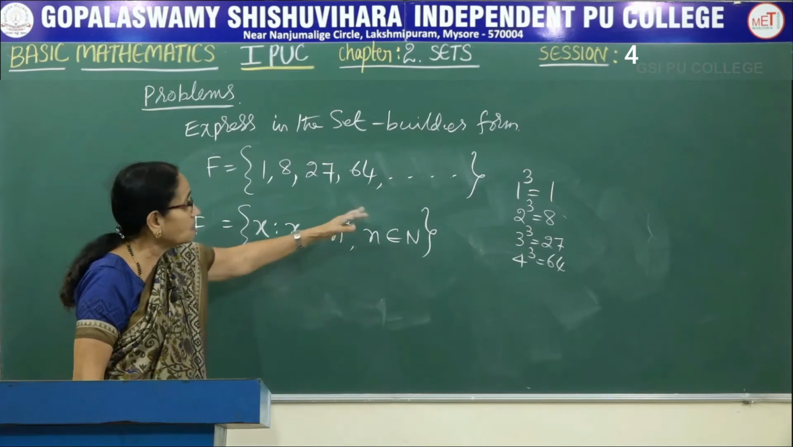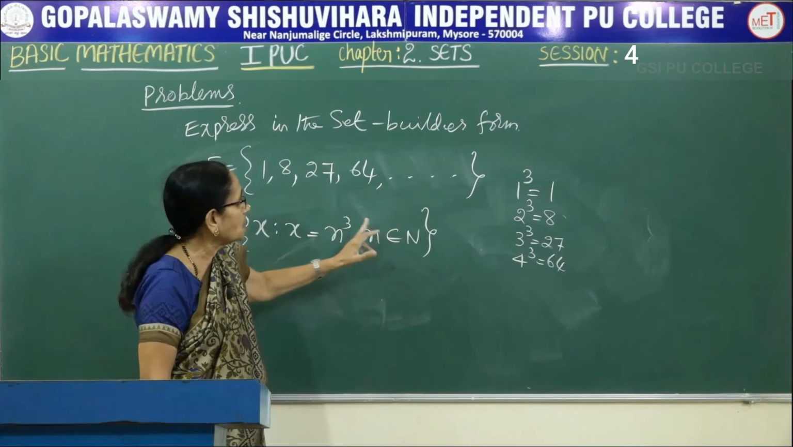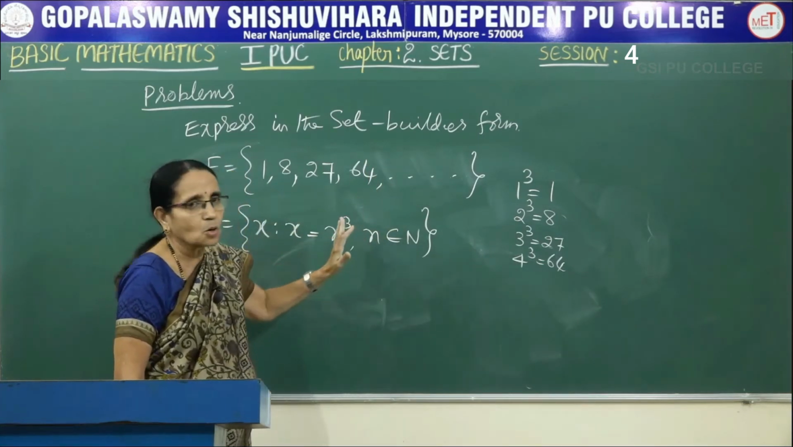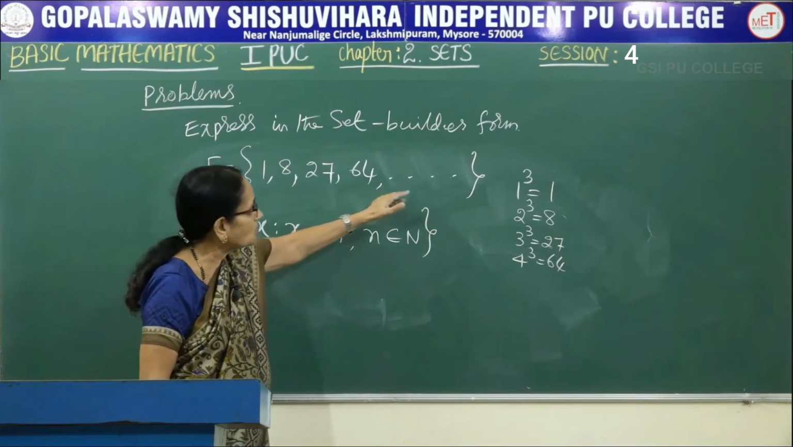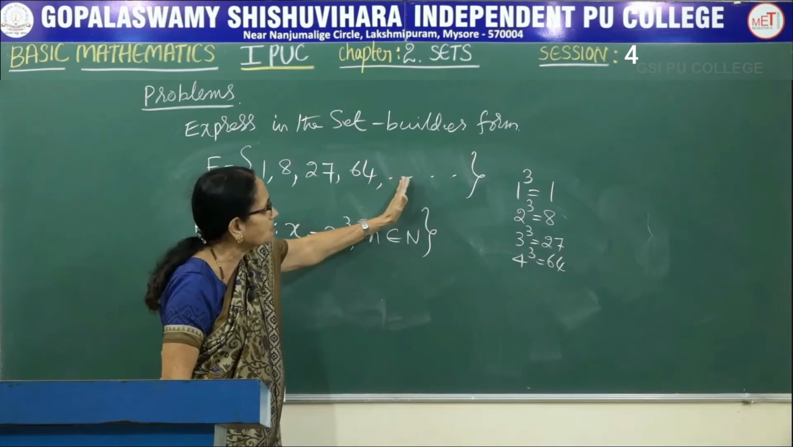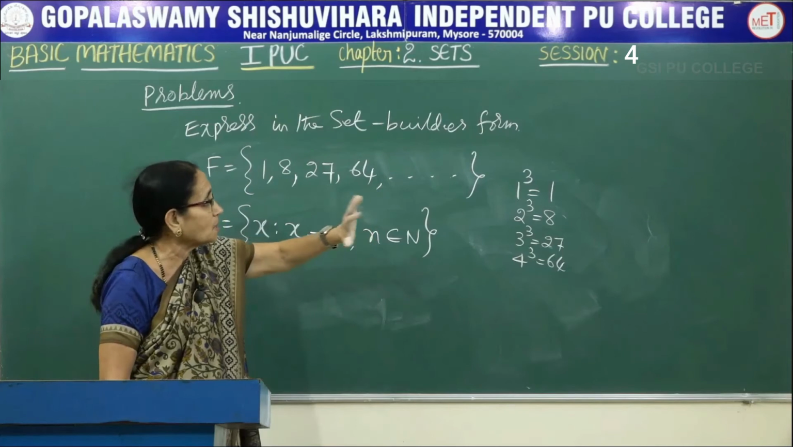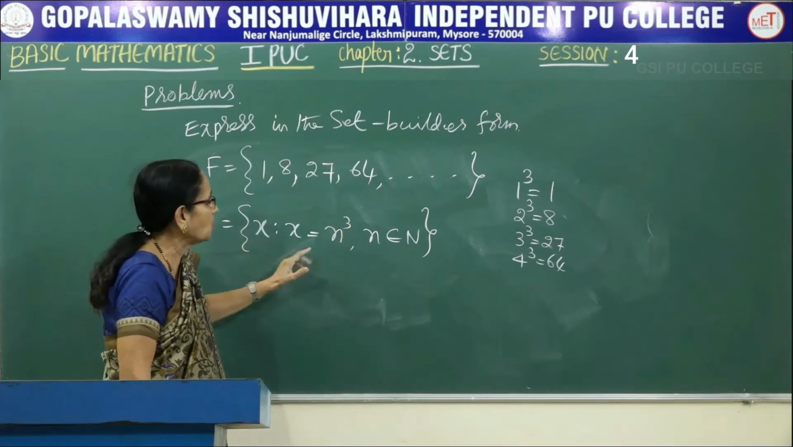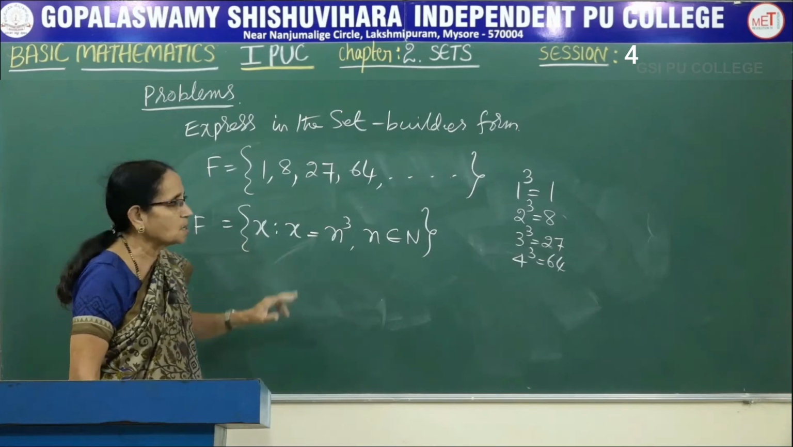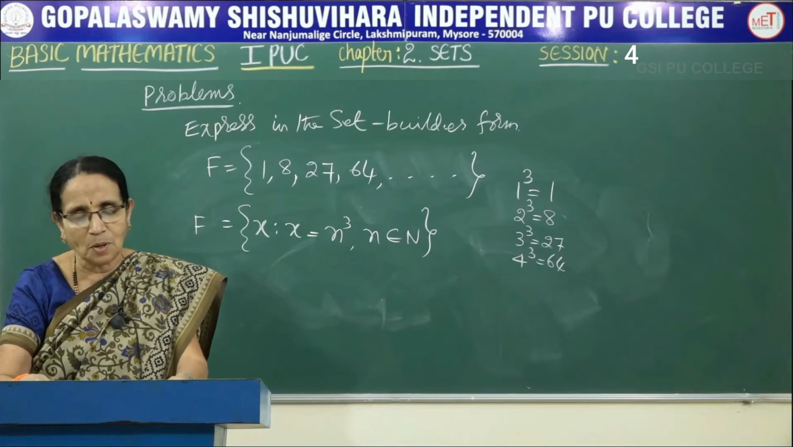If there is some restriction, suppose I had given one more element here, 125, then I should have written 1 less than or equal to n less than or equal to 5, like that. Because there is no restriction, there is no limit here. The remaining elements are not known to us. It goes on like this. The last element has not been written. Therefore, we can simply write: it contains all x such that x is equal to n cube, where n is a natural number.